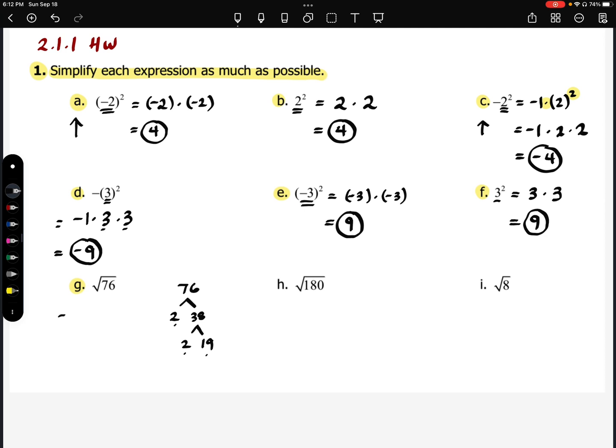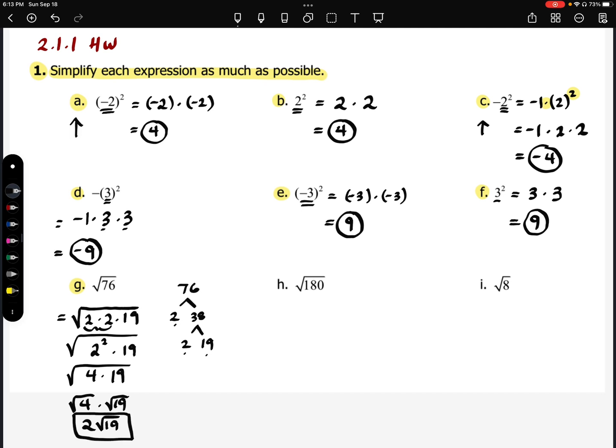So really this is the same thing as saying the square root of 2 times 2 times 19. Well, 2 times 2 is really the same thing as 2 squared times 19. Or some of you may write it as 4 times 19. Doesn't matter, whichever way you want to write it is okay. But either way, this is the square root of 4 times the square root of 19, and we know the square root of 4 is just 2, so we get 2 times the square root of 19.